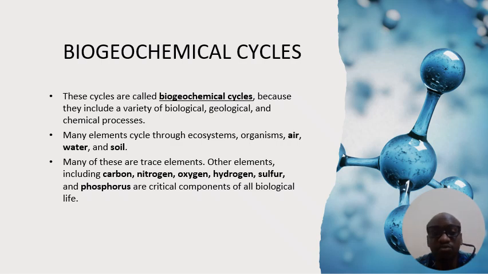These elements cycle through Earth's surface in processes like the carbon cycle, nitrogen cycle, and phosphorus cycle. Each of them plays a unique role in sustaining life in the ecosystem.